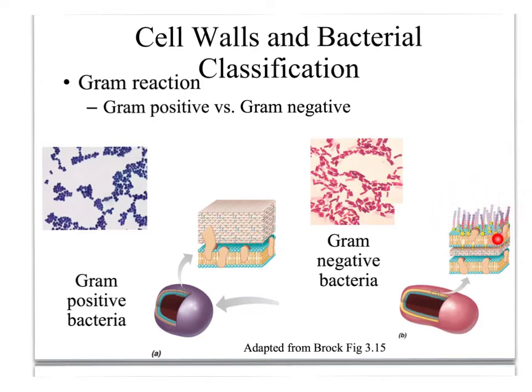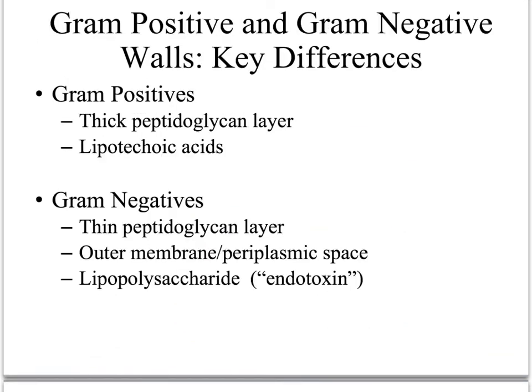Lipopolysaccharide is completely distinct to gram-negative bacteria. You do not see it in gram-positive bacteria. You also do not see it in eukaryotic cells. Gram-positive bacteria have a similar modification. They have something called lipoteichoic acids. You don't see those in gram-negatives. You don't see those in eukaryotes. Completely distinct to gram-positive cells. Okay, so key differences between these two.